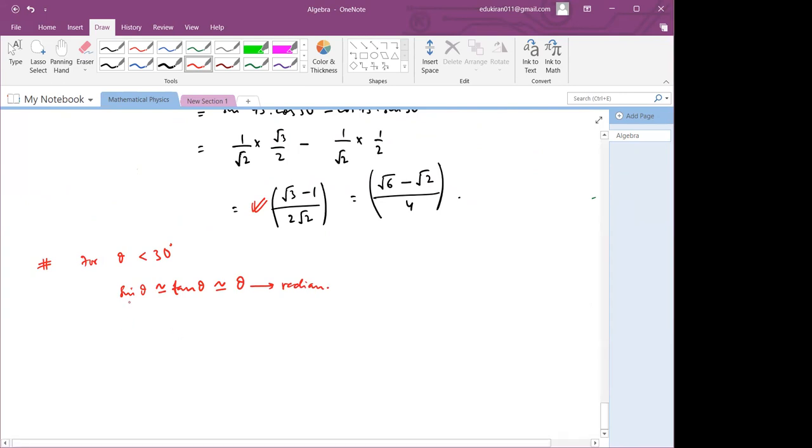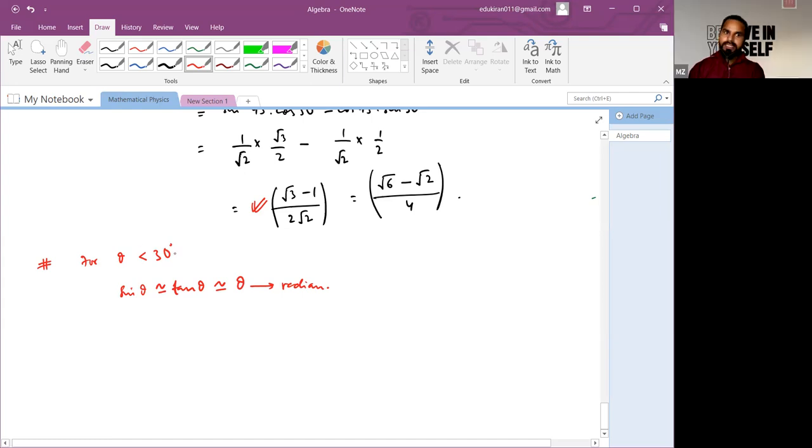If your angle is less than 30 degrees, then sine theta and tan theta would be equal to theta itself, if theta is measured in radians. Let's say you have to calculate sine of 20 degrees. Just write it as theta. So we write 20 degrees, but we have to convert this degree into radians, for which we multiply it by 1.74 into 10 to the power minus 2. Then it will be converted into radians.